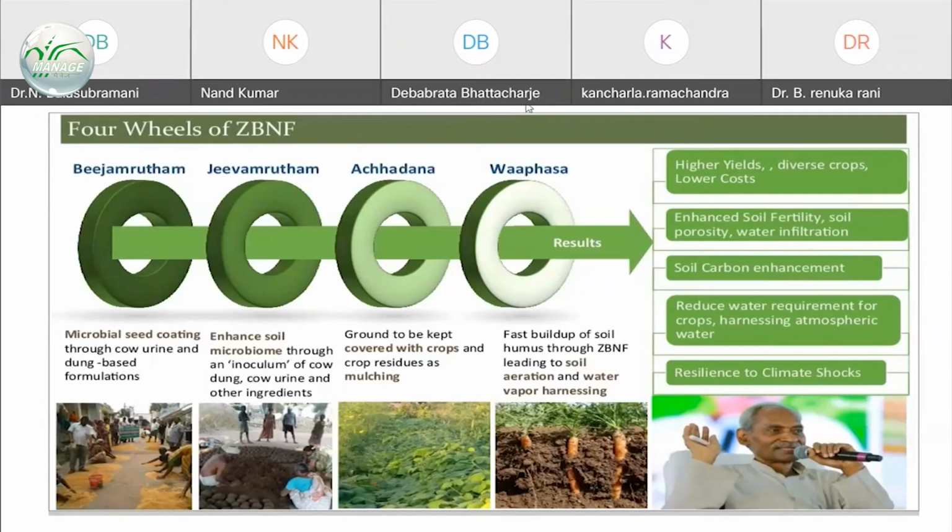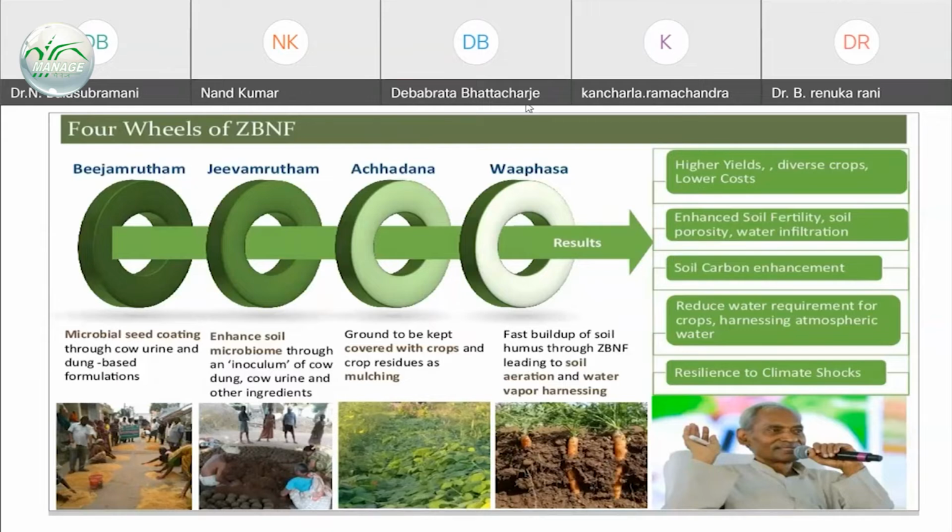Now, we are adopting natural farming, or ZBNF, zero budget natural farming. This system is based on 4 wheels. One is bijamritam. You know very well, bijamritam is a seed treatment, a microbial seed coating. It eliminates soil-borne and seed-borne diseases very well. Then jiwamritam, which enhances the soil microbiome through the inoculum.